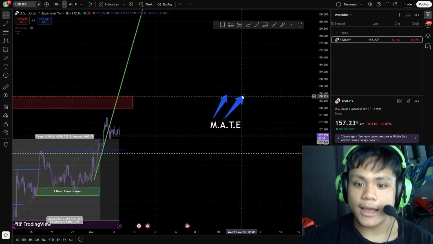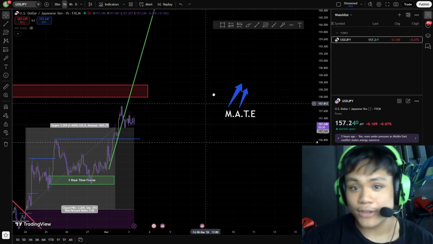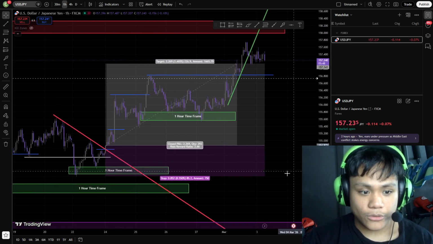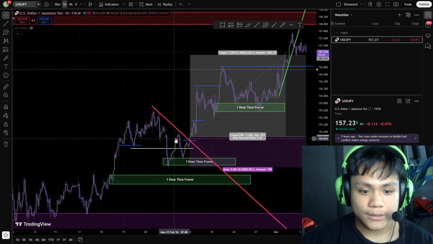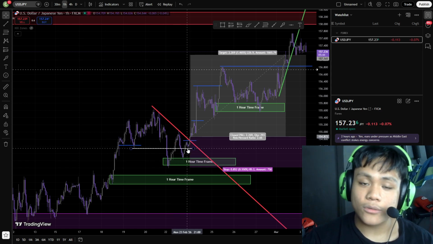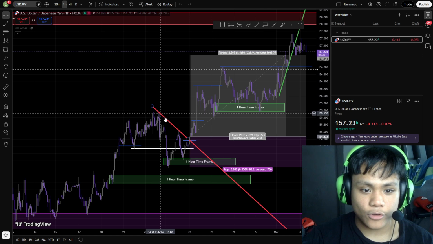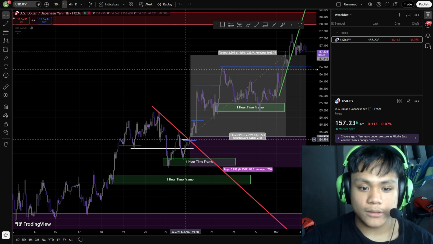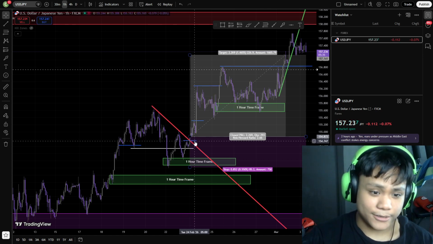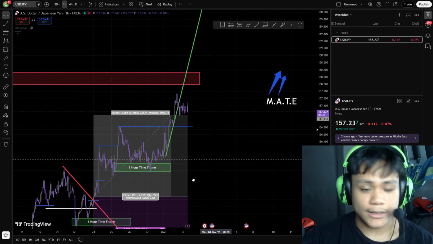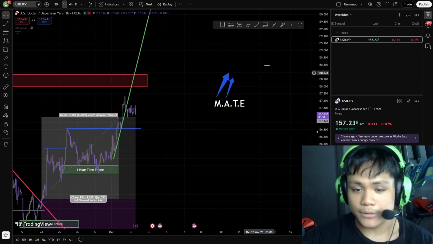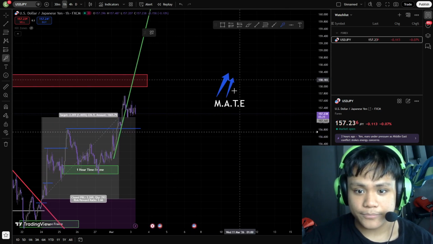Okay, then the timing. When should you enter a trade? So I entered the trade when there was a double bottom uptrend plus a break of structure. So we see a break of structure from the trend line and from the resistance right over here. So yeah, that was our timing. We'll just check that out.